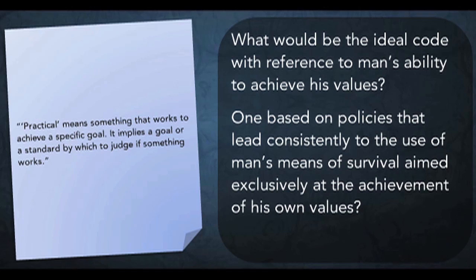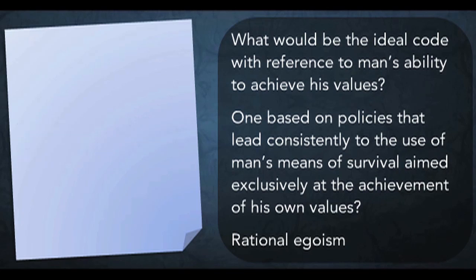The use of man's means of survival aimed exclusively at the achievement of values for his own sake. And then you've got complete consistent action on principles which will achieve your values. That is practicality. And that is rational egoism, you see. Now, as against any form of anti-reason or anti-selfishness. So I would say, having presented that in principle, the objectivist has to be practical. The objectivist morality. Not all moralities, but the objectivist morality, right?